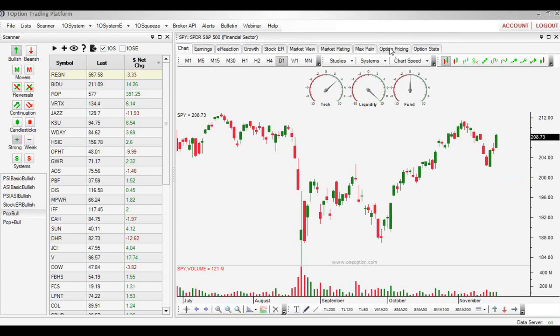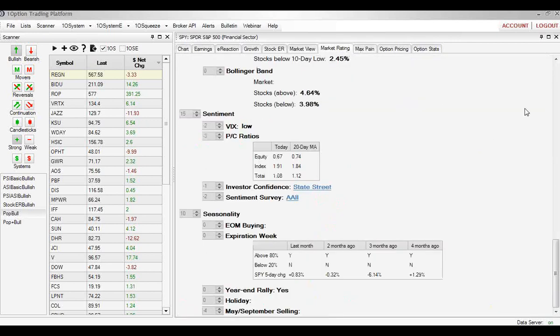Ash, you asked me, how do I know what influence option expiration might have? Well, the more you click around this platform, the more stuff you find. I'm just going to go into market rating, and I'm thinking there's a lot of this stuff that I don't update anymore, but I used to. I'm going to go through and show you. There's a little expiration table in here, and you can actually see what happened the week of option expiration 4 months ago, 3 months ago, 2 months ago, and last month.